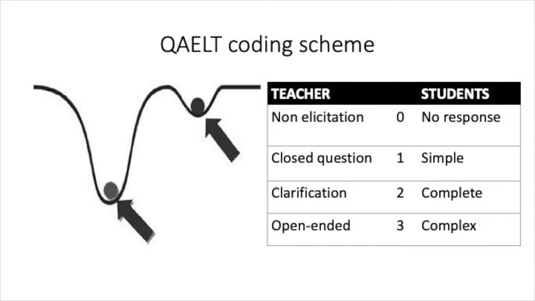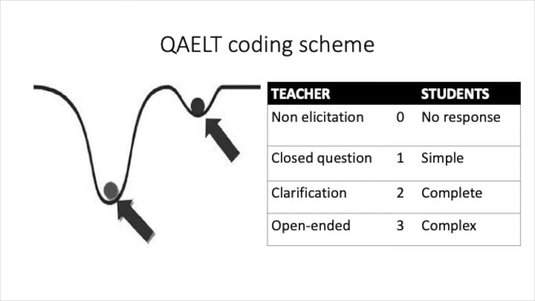We developed a coding scheme, which is called the QALT coding scheme. You can read more about that scheme in the International Review of Applied Linguistics. But the brief summary of this scheme is as follows. You see a 0 for a non-elicitation teacher question and a 0 for no student answer. A 1 for a closed teacher question, which is a question to which the teacher already knows the answer. And the student's equivalent is a simple answer, which consists of 1, 2, or 3 words.